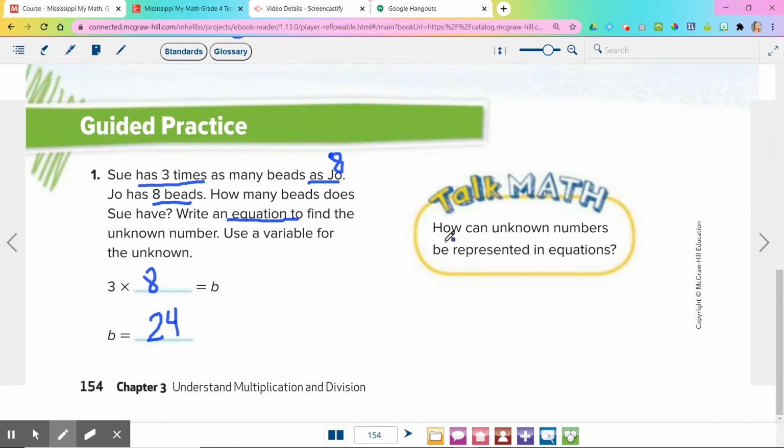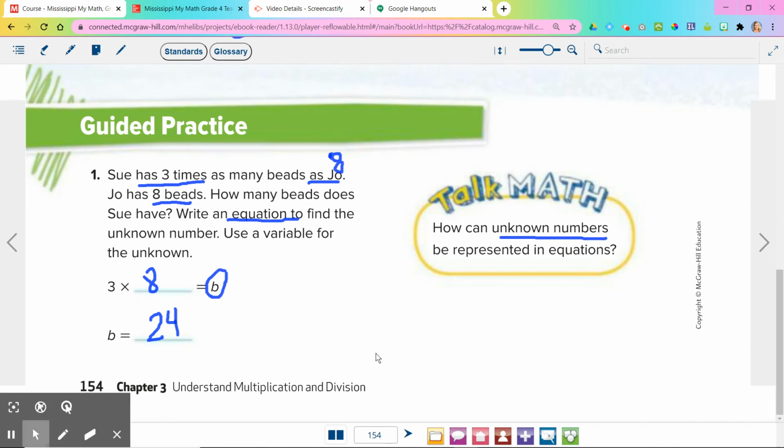Now take a look over here. How can unknown numbers be represented in equations? So how do we represent unknown numbers in equations? We use variables. We use any lowercase letter to represent what we don't know.